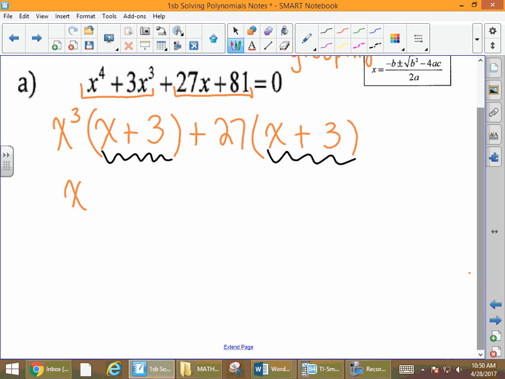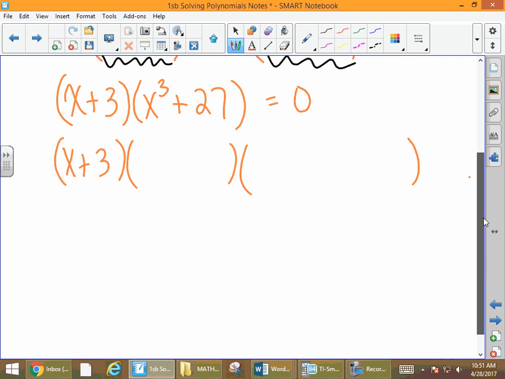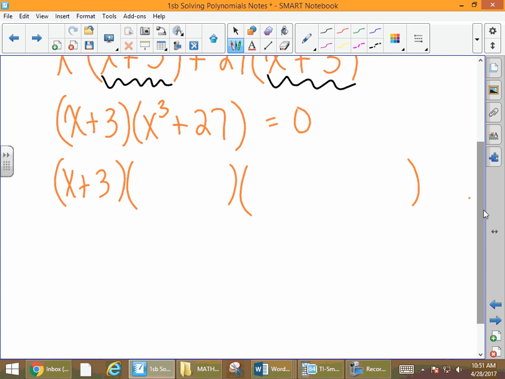So we've got x plus 3 times x cubed plus 27. But as we look really closely here, x cubed plus 27 can factor as well. It is a cube. And so we talked about SOAP a little while ago. But once again, SOAP stands for same sign for the S, O, opposite sign, AP, always positive.